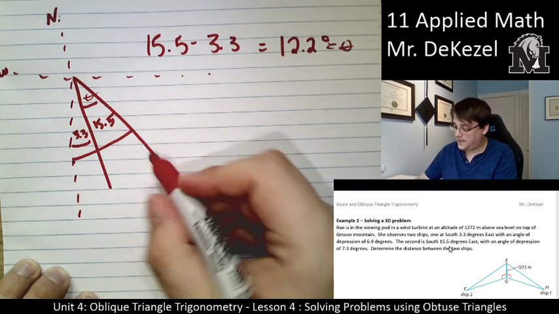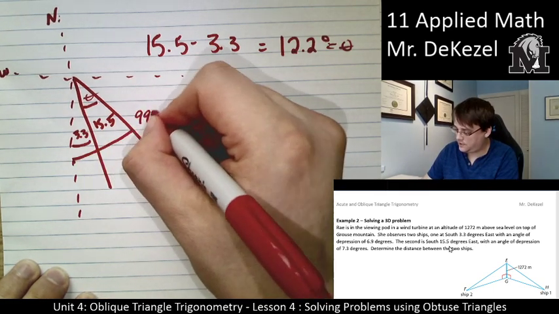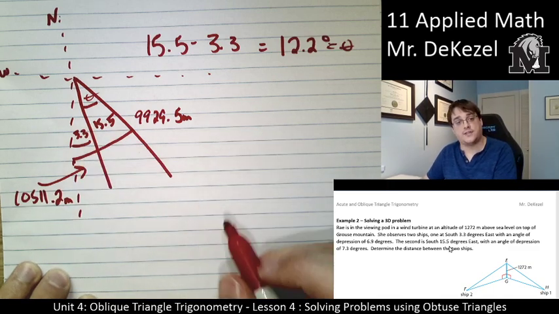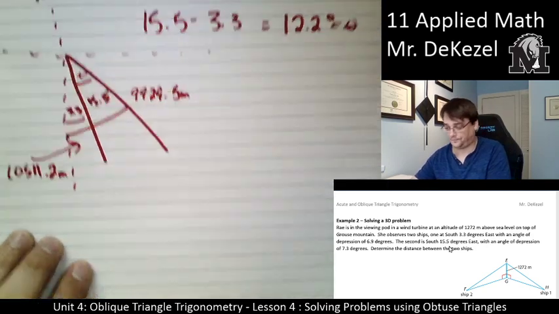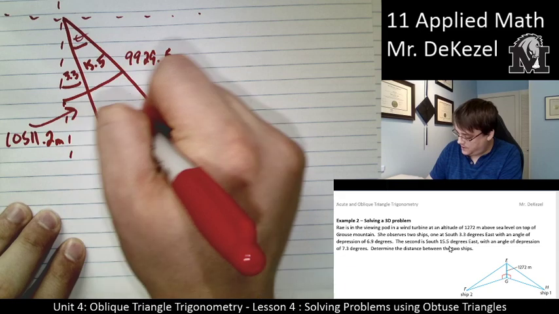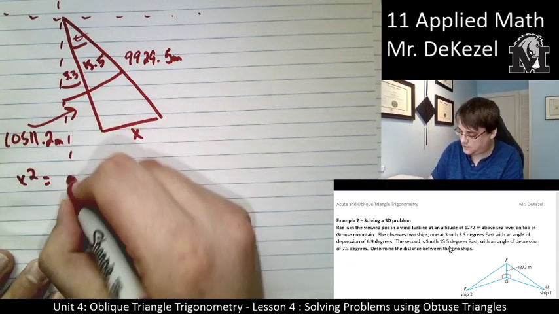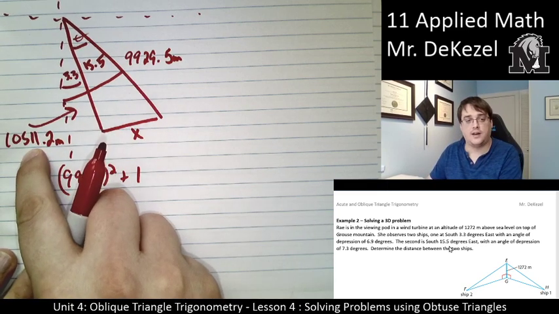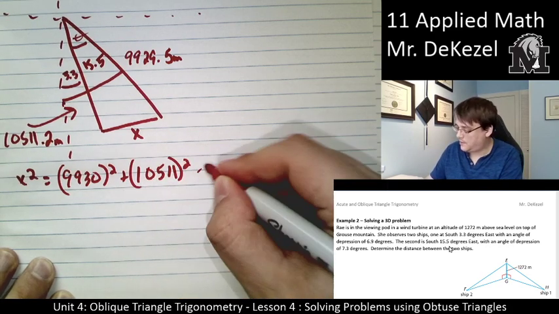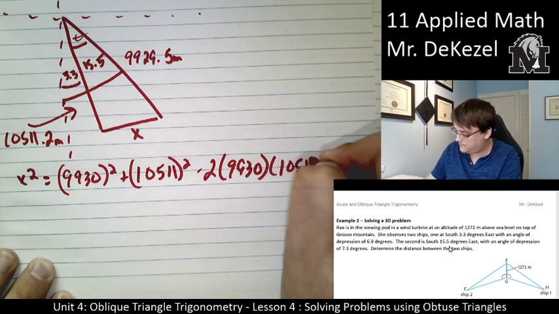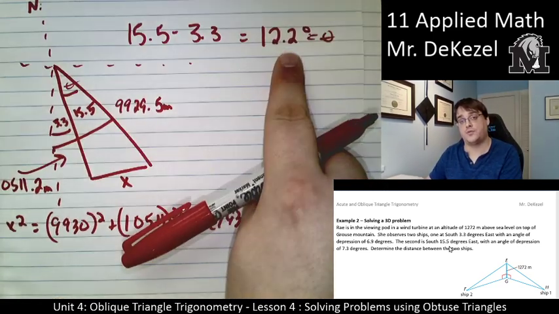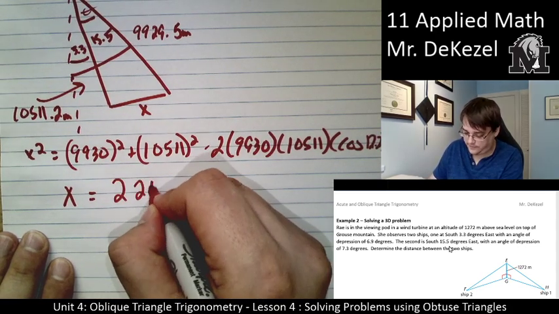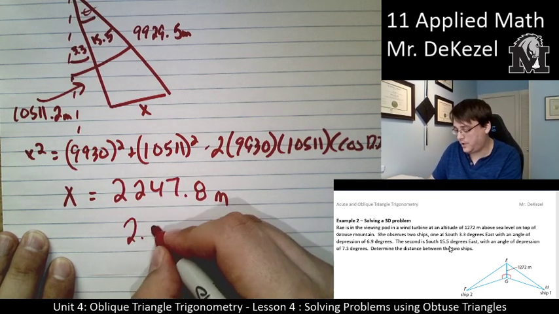Now we can use the cosine law because I have two sides and an angle. I found these to be 9929.5 meters and this one to be 10,511.2 meters. So I have a side-angle-side. I can use the cosine law. Let's call the distance between them x. So x squared is equal to, let's just call this 9930, 9930 squared plus, we'll just call this 10,511 squared minus 2 times both numbers times the cosine of the angle that we found, 12.2. We would find that x is equal to 2,247.8 meters. And that's 2.247 kilometers.